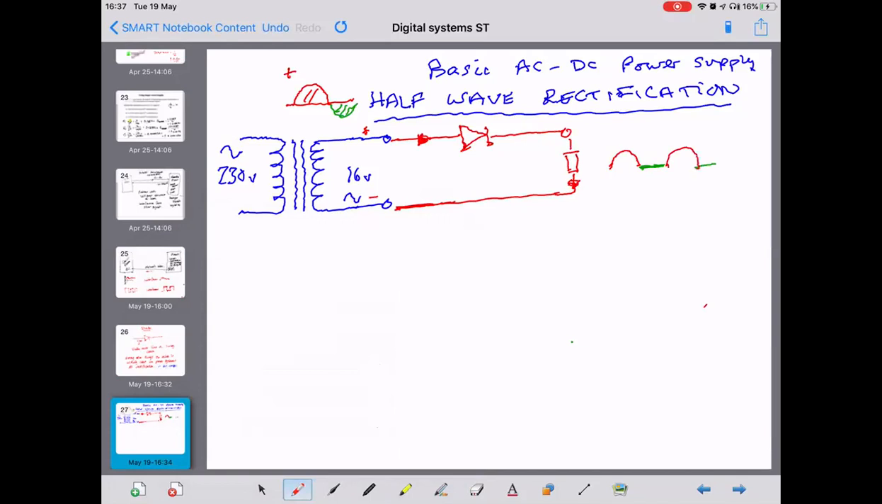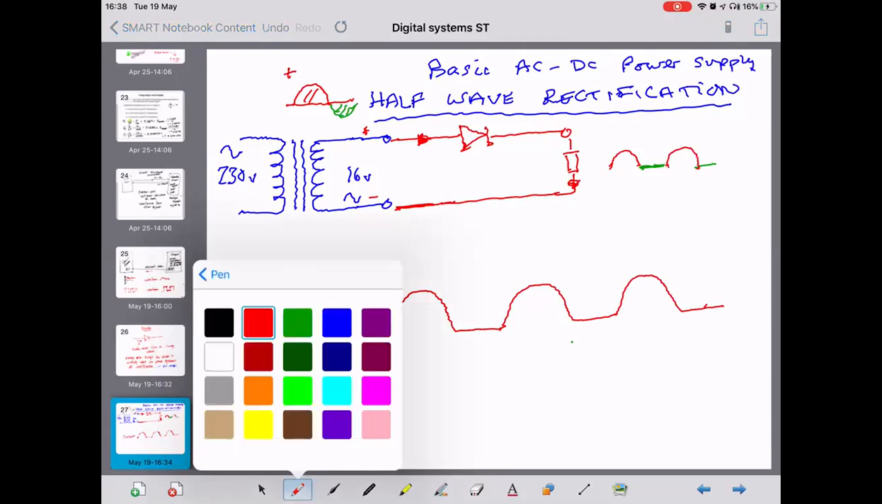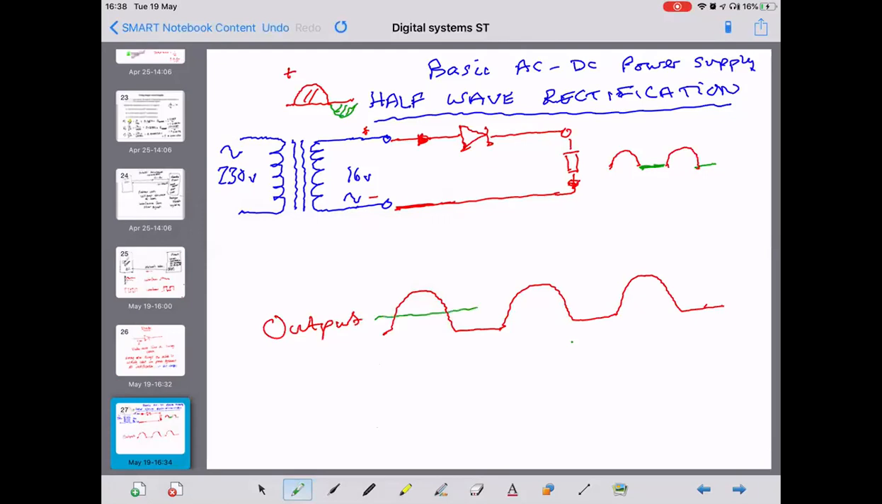Yeah. So making that larger, we get an output that is half a cycle, lose half a cycle, another half cycle, and so on. So it's pretty crude, and your average output voltage will be somewhere in here, average DC level.